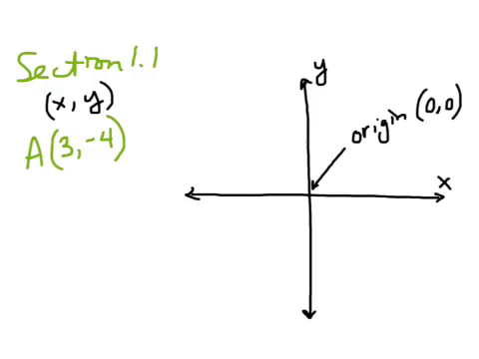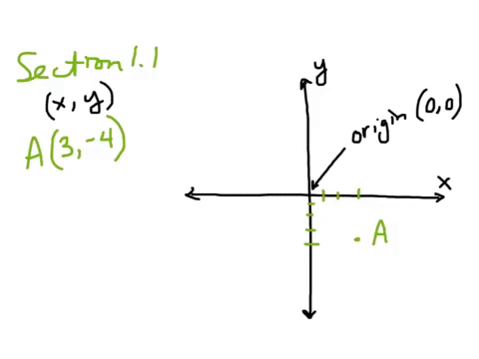What they're trying to tell you in that ordered pair is to go to the right or left first, then up or down second. Right if it's positive, left if it's negative, up if it's positive, down if it's negative. So for this first one, I go right 3, 1, 2, 3, and then I go down 4, 1, 2, 3, 4. Make a dot. That is where point A's location is.